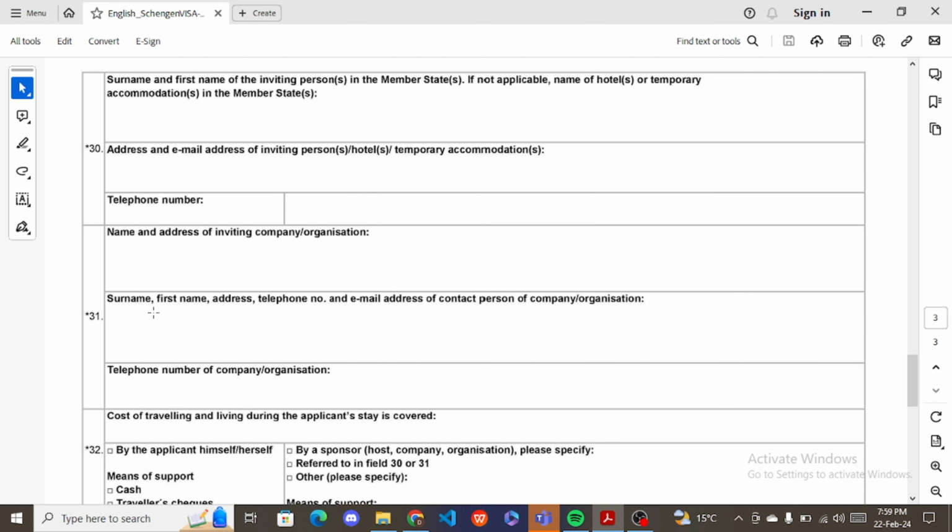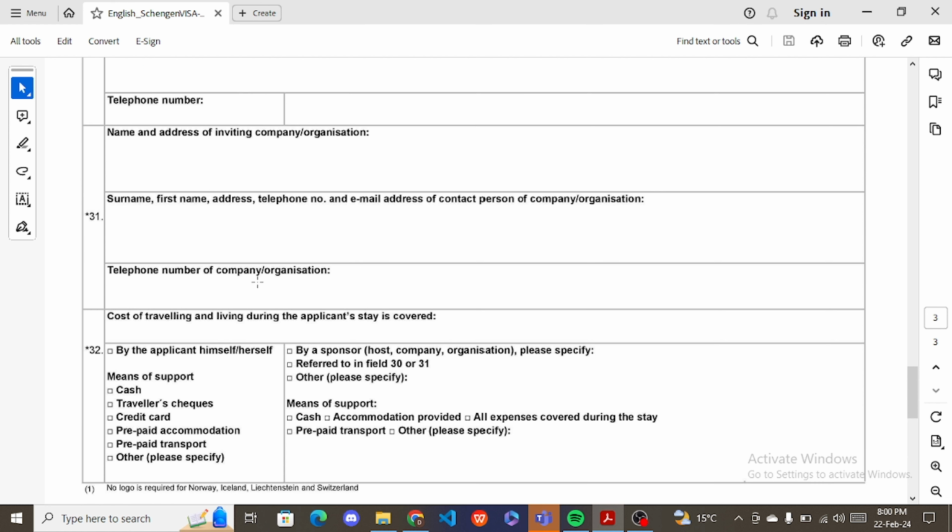31. Surname, first name, address, telephone number and email address of contact person of company, organization. Of course, this kind of sounds repetitive, but you just have to go on and just fill it out. It's almost the same thing. Go on and fill it all out. Number of organization, go on and write it.